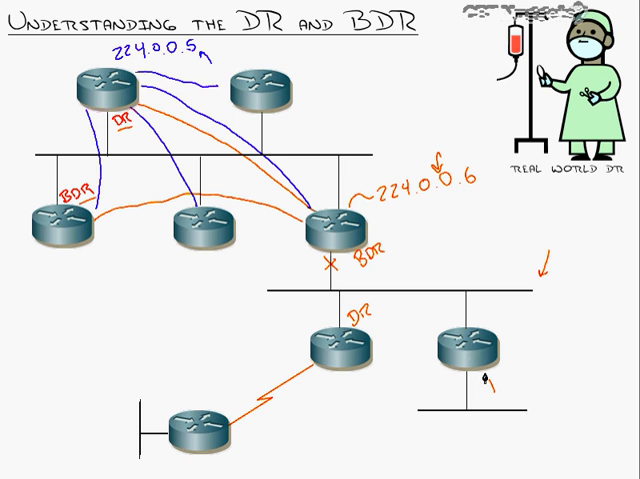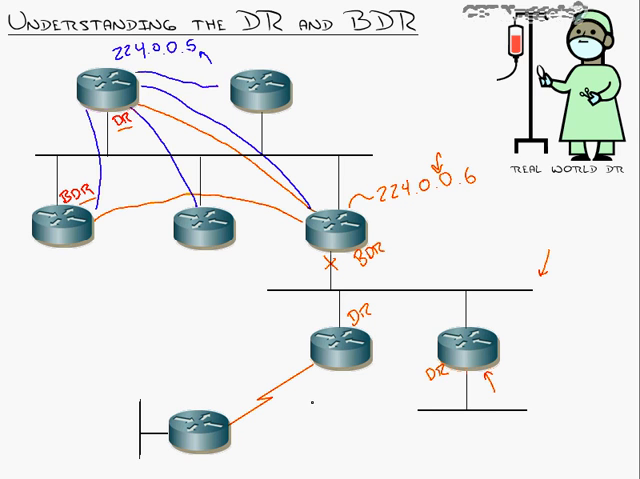Now look right here. We've got a router that's connected to the shared segment. Is there going to be a DR here? You bet there is. This guy. Now, there's only one of them, so he's a lonely DR. He's like a king with no subject to rule. But at the same time, the DR has to be elected for every shared segment.